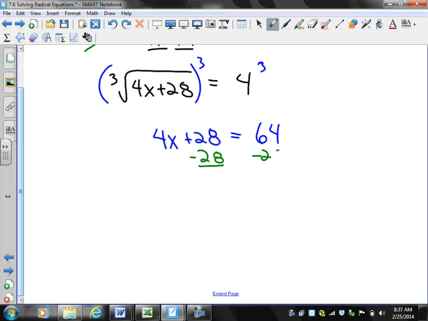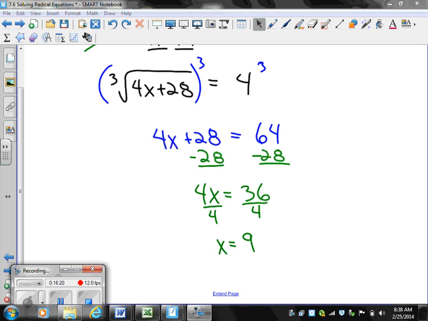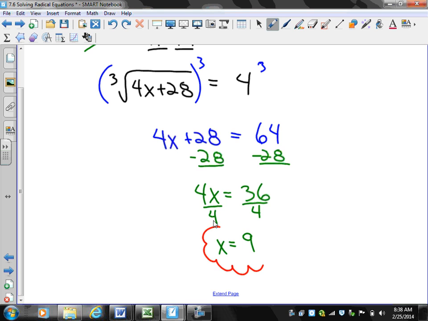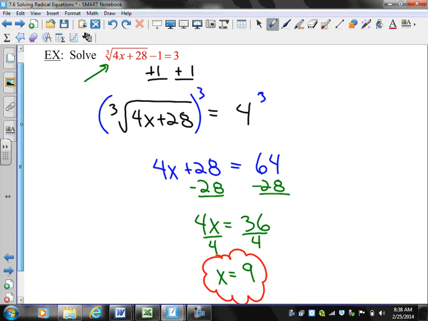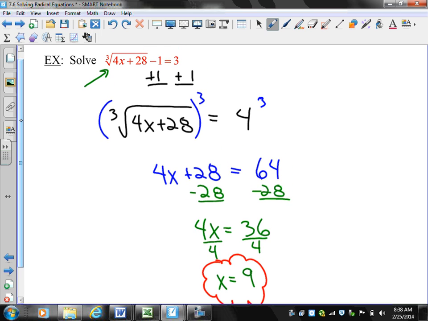And what do I get here? So it's 36 maybe. And I can divide by 4. And it looks like I got x equals 9. And again, I'm going to go ahead and check this. A little secret, I really don't need to because I cubed both sides, and that's not going to make anything that was negative into a positive. But I'm going to check it anyways, just so we can see a check going on here.